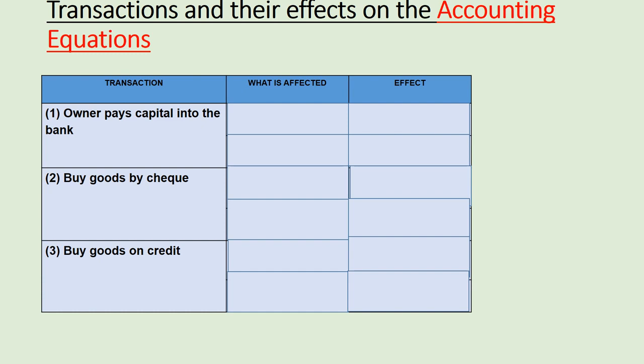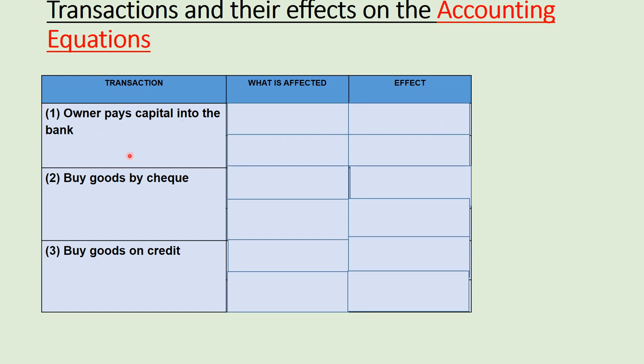So we're going to take a look at examples. We're going to analyze different types of transactions. We're also going to analyze what item on the accounting equation is affected and how it's affected. So here we'll be writing the items that are going to be affected, and here we're going to write the effect or how they are affected. So here's the first transaction.